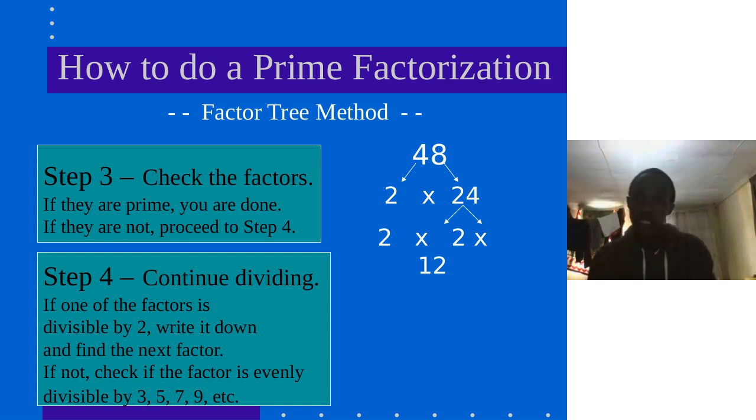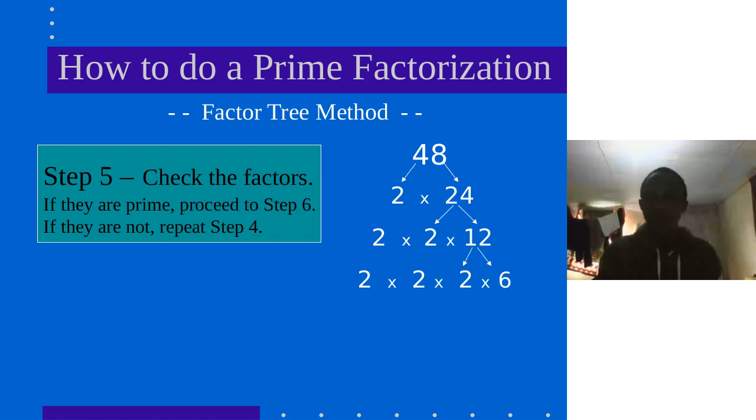Our next step, step 3, is to check if the factors are prime. And our next step is to continue dividing downwards till you get 1. We have step 5 here, which is to check if the factors are prime. Proceed to step 6. If they are not, repeat step 4.